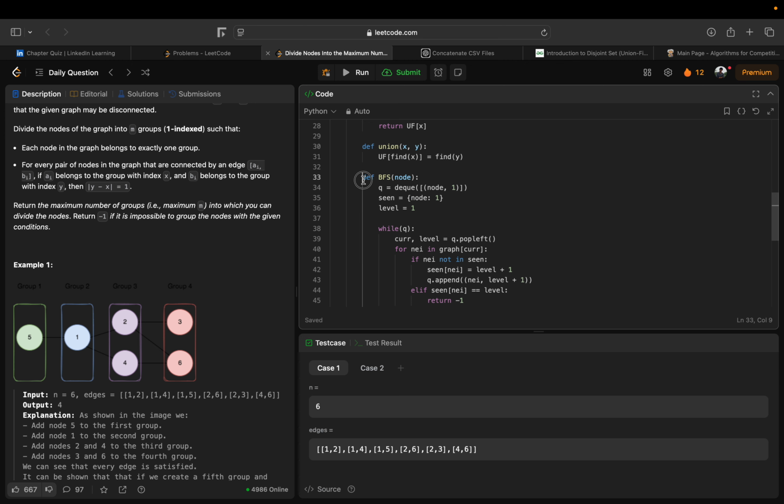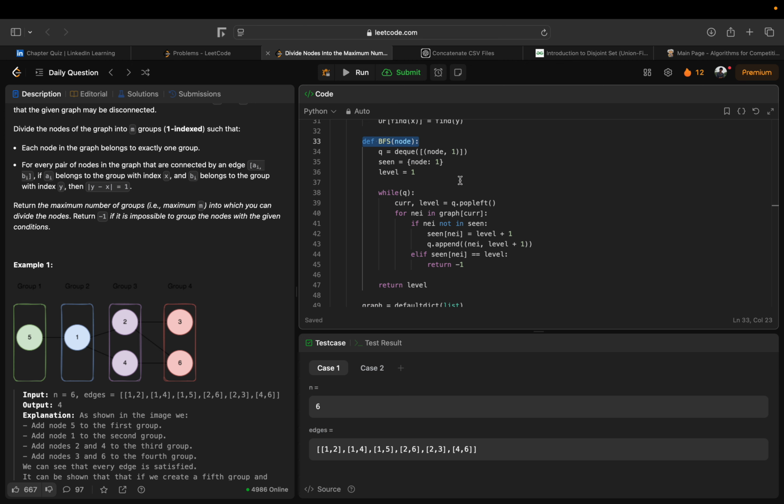Now we use breadth first search to visit the nodes. We also make a seen or visited dictionary, and we append all the nodes inside it. If we see a node at the same level that we have visited earlier, and we would visit it again, that means two nodes are connected at the same level. That is not possible. So if seen neighbor is equal to label, we return -1. That is not a possible case.